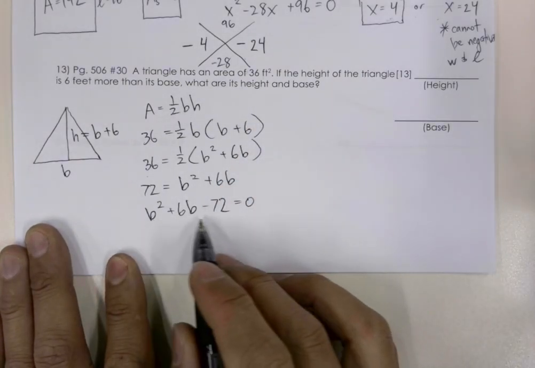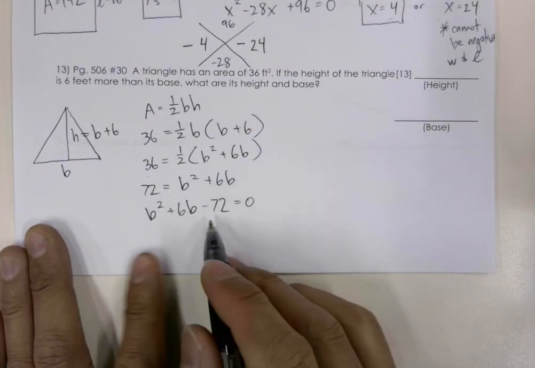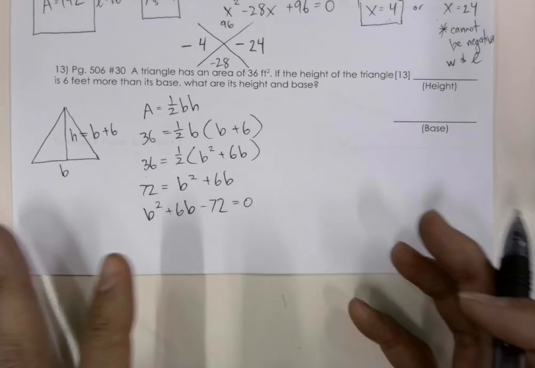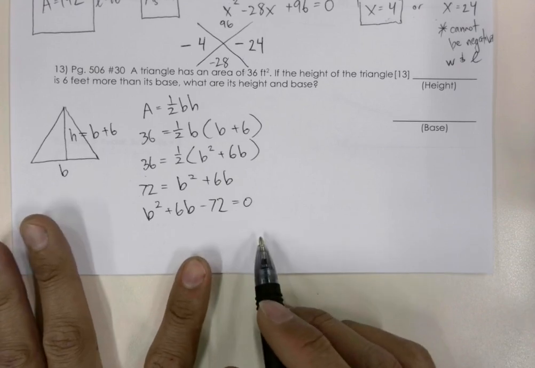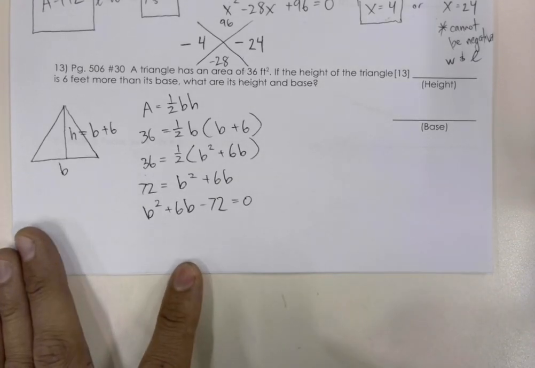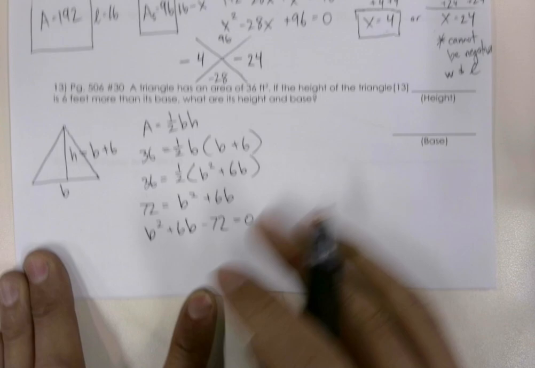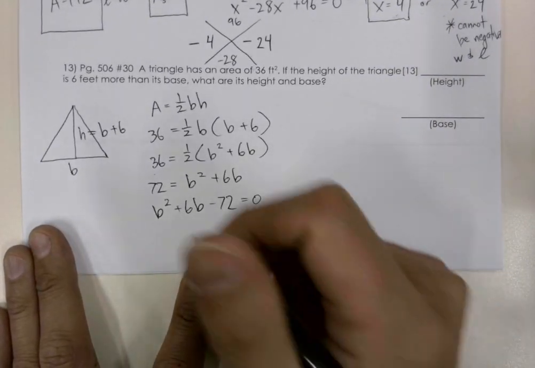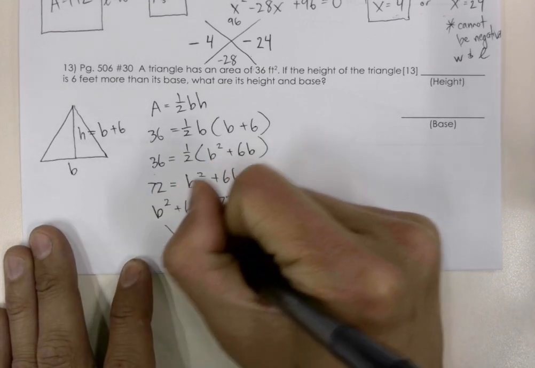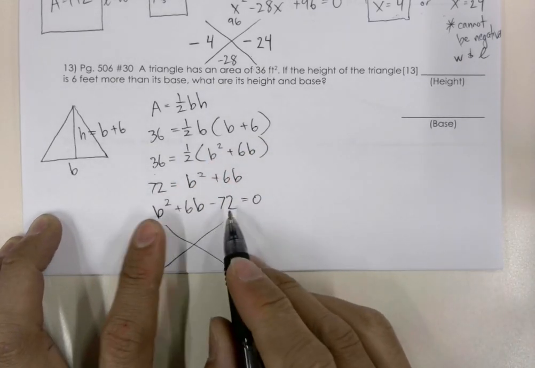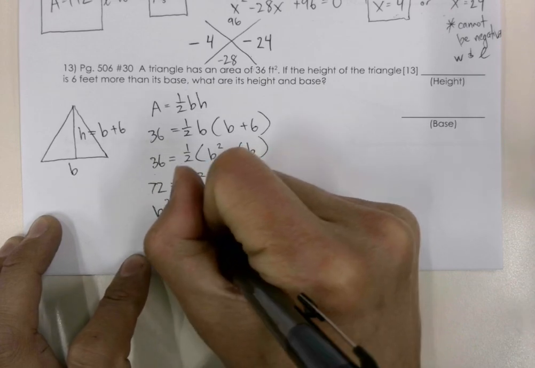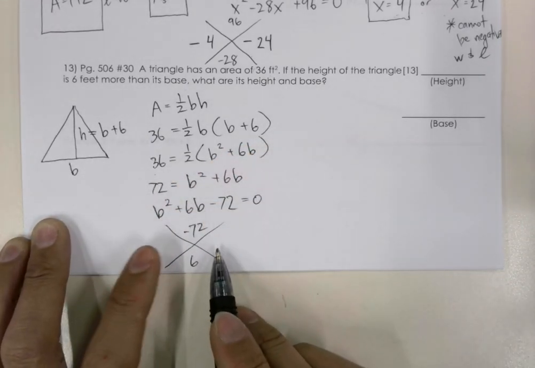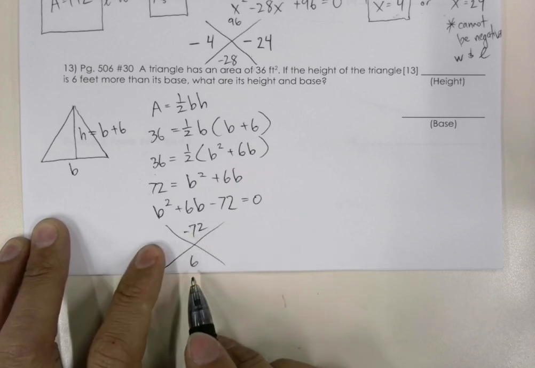Notice here that I also wrote it in with the b squared plus 6b minus 72 on the left side of the equal sign. So from here, we have the problem that we're accustomed to, right? x squared plus bx plus c is equal to 0. So we can go ahead and draw our x. Our a times our c is going to be negative 72. Our b is 6.